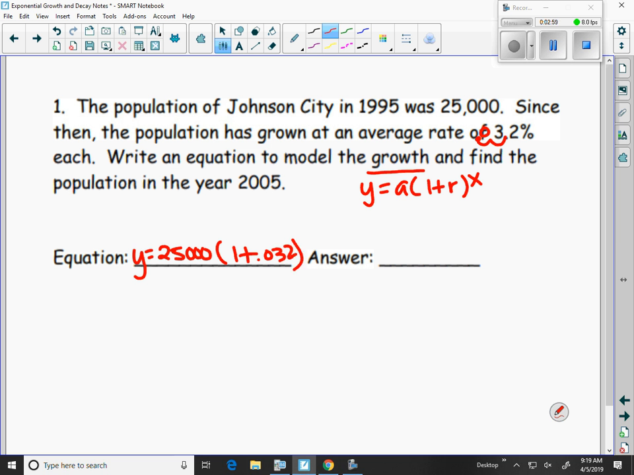That is one step that a lot of people miss. So just be careful when you're working with the percentages. And then it'll be to the x power, which is the number of years. How many years did we go up here from 1995 to 2005? 10 years. So our exponent is 10.